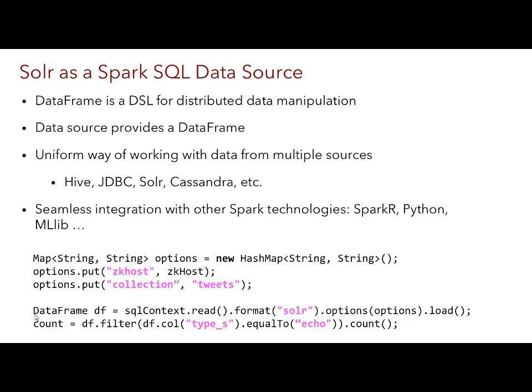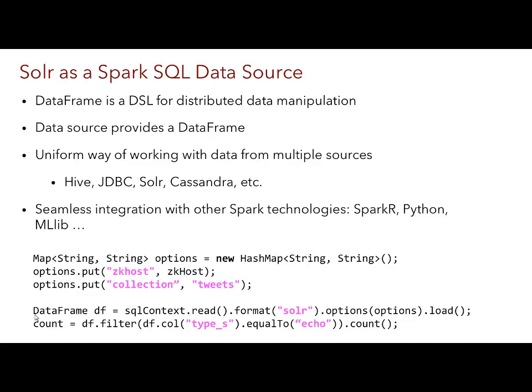What it really is, it's a DSL, a smart data structure for working with structured data that has a schema. Spark built off that idea and said, well, we'll have a data frame. Obviously, it's backed by a big distributed cluster. And a data frame itself can come from any number of sources, Solr being one of those. It could be Hive, JDBC, Cassandra, any number of these popular systems that are now exposing themselves as a SQL data source for Spark.